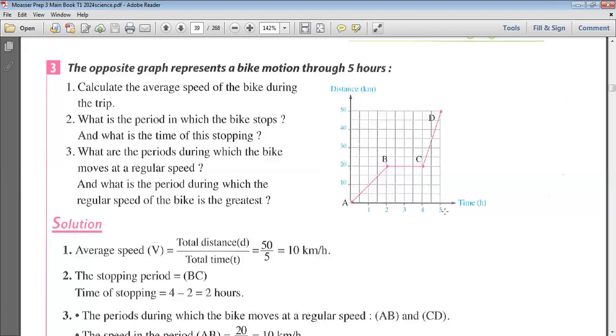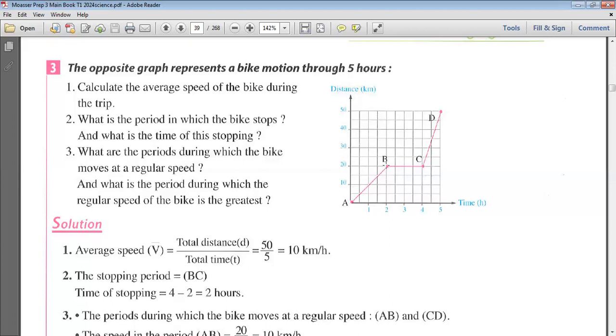Now we have read the graph. I look at the graph again. I have a distance-time graph, distance in kilometers and time in hours. The body starts its movement from A, then to B. When he reached point B, he covered a distance of 20 kilometers in 2 hours.